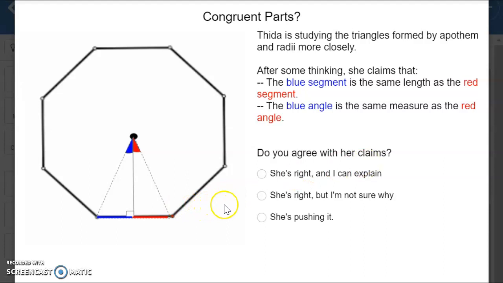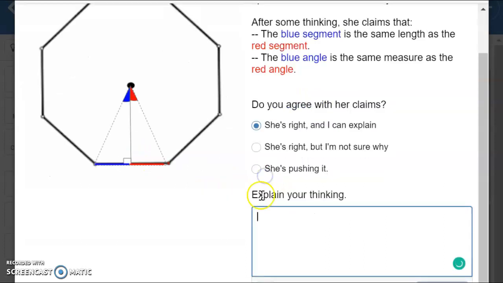Well, we talked about that with the slides. Yes, she is right. Why? Because the left triangle and the right triangle are congruent by HL congruence. We're dealing with right triangles, and we have hypotenuses that are congruent, because they are both radii, and radii are always equal in measure, as well as a shared side. The bottom here is the shared side. So we can say by HL they are congruent.